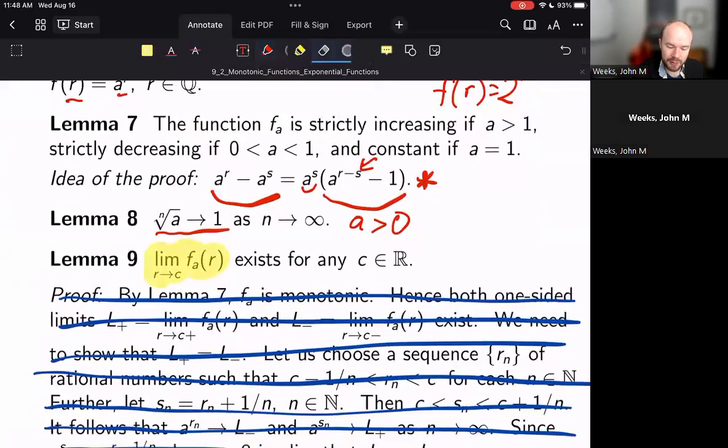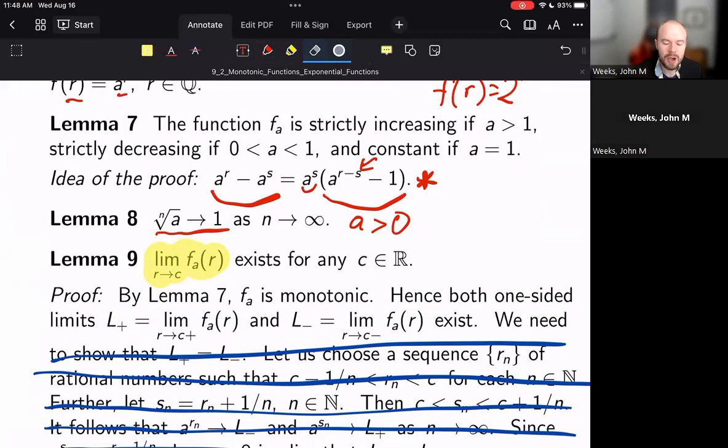So that's exactly what I'm going to try to do. Well, by lemma 7, we know f sub a is monotonic. So we do have that the one-sided limits of this both exist. That's good news. That means at least we're not having to check for sequences coming from the same side not being nice with each other.